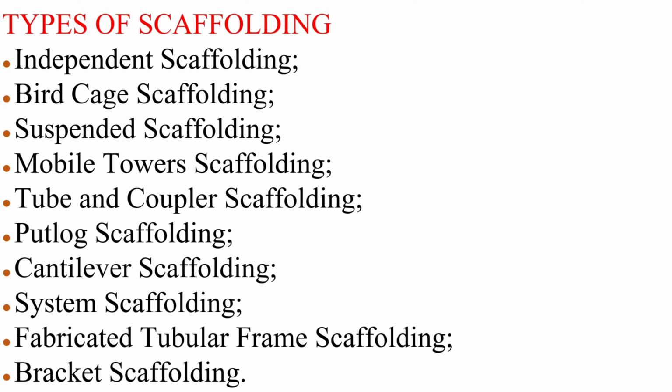Types of scaffolding: independent scaffolding, birdcage scaffolding, suspended scaffolding, mobile tower scaffolding, tube and coupler scaffolding, PUTLOG scaffolding, cantilever scaffolding, system scaffolding, fabricated tubular frame scaffolding, bracket scaffolding.